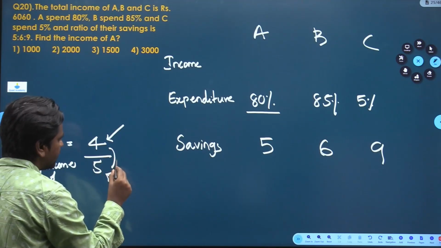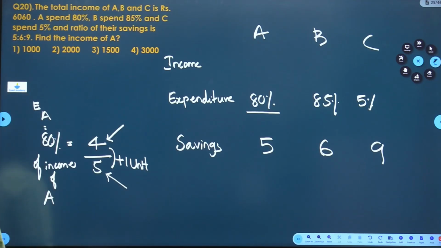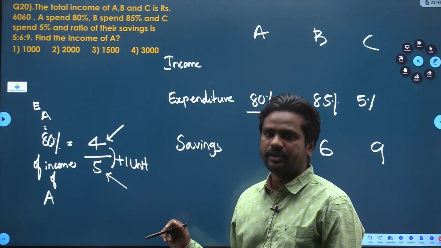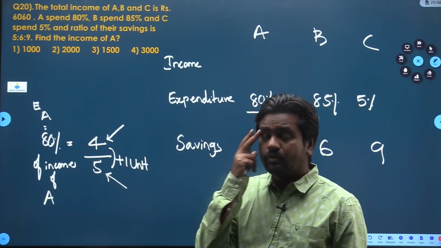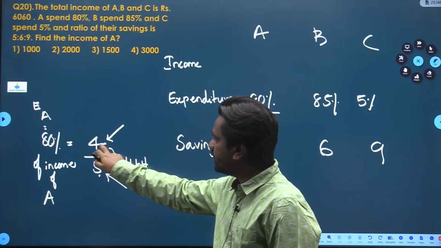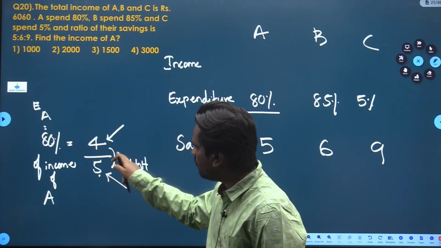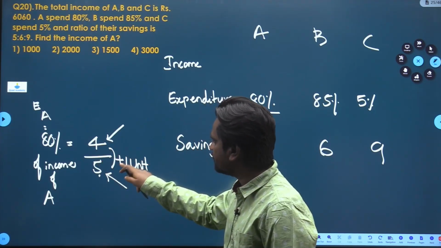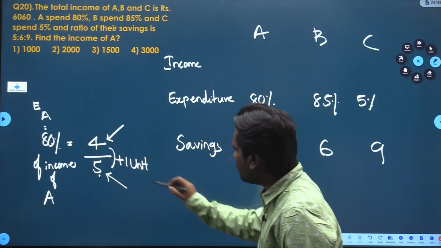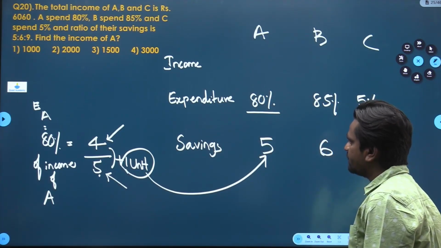Now, how much are they saving? 1 unit. If we look from the point of view of fractions, 80% is 4/5. If income is 5, then the expenditure is 4 units. The savings is 1 unit, because expenditure plus savings is income, or income minus expenditure is savings. Now here 1 unit represents 5 in the ratio.